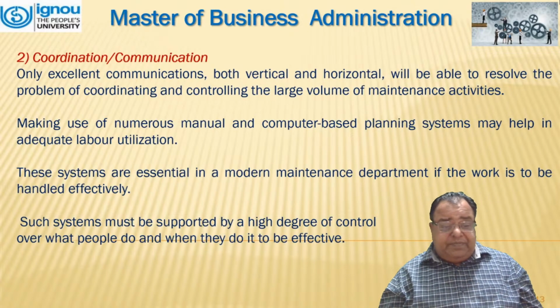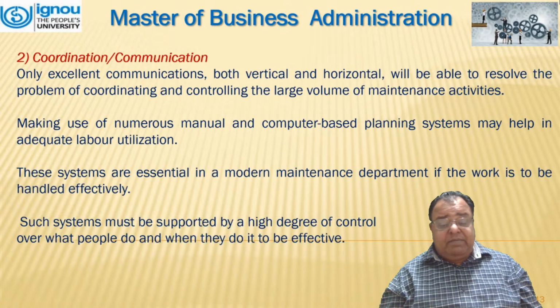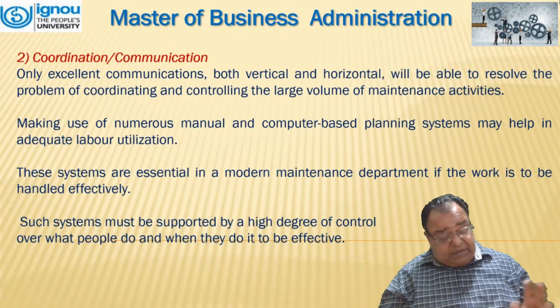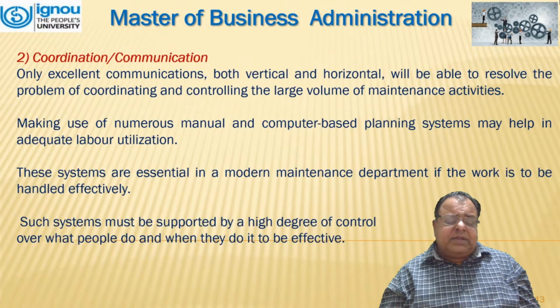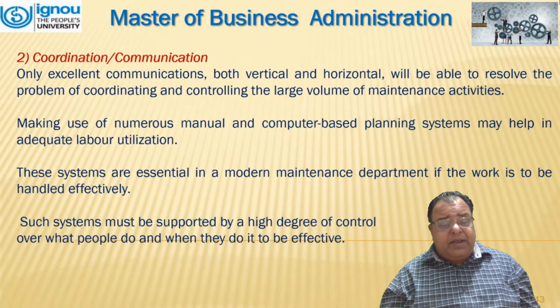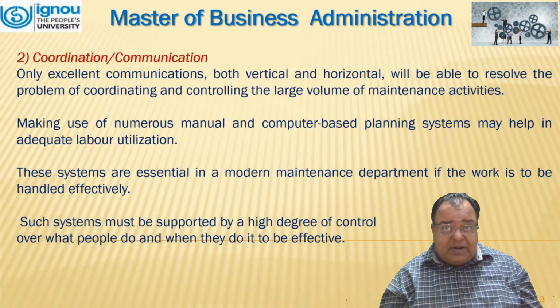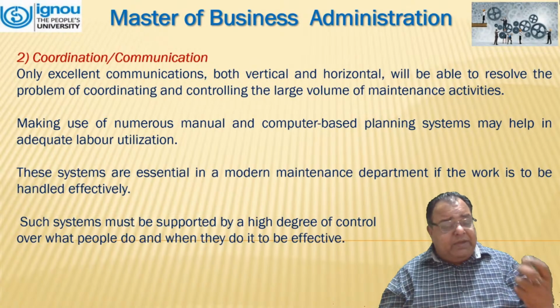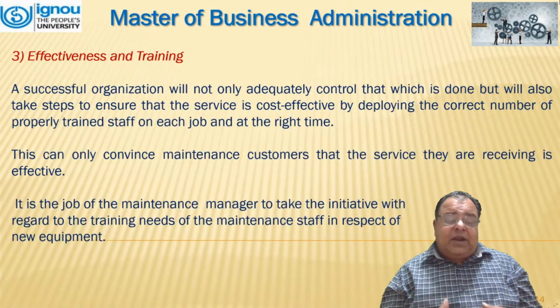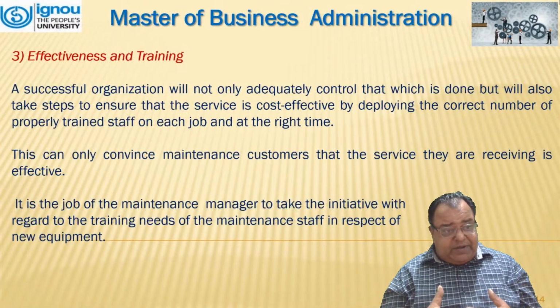These systems are essential in a modern maintenance department if the work is to be handled effectively. Such systems must be supported by a high degree of control over what people do and when they do it to be effective. Third one is effectiveness and training.